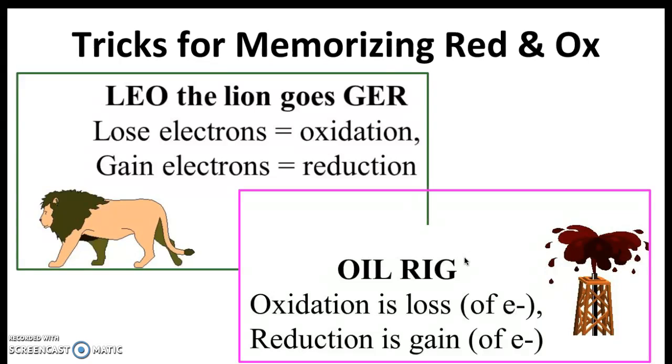As I said, you can memorize one or both of these, and if you do, then you will have no problem remembering when you're dealing with reduction, are you gaining or losing electrons? When you're dealing with oxidation, are you gaining or losing electrons? These mnemonics will be sure to help.